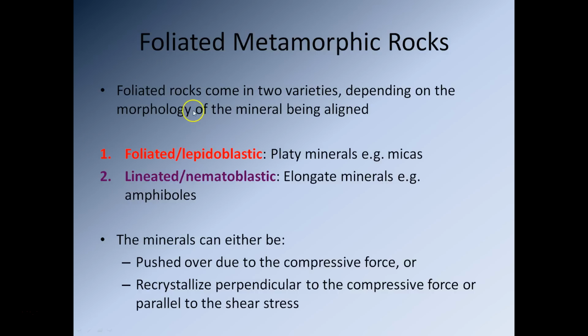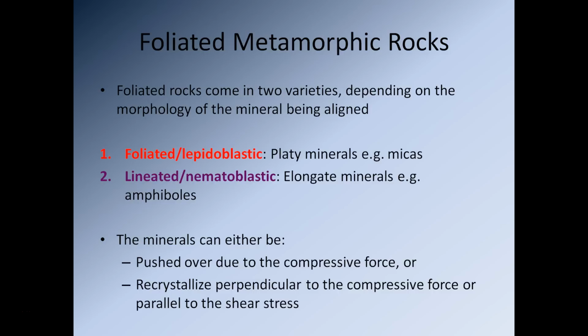So that means you can end up with two distinct types of foliation. And these types of foliation are referred to as lepidoblastic, and that's when the foliation consists of platy minerals like the micas. That's essentially like pages in a book. One page stacked on another, stacked on top of another, stacked on top of another. And then we have lineated or nematoblastic metamorphic rocks. That's when the fabric is made from very long, slender crystals, just like holding a bundle of pencils.